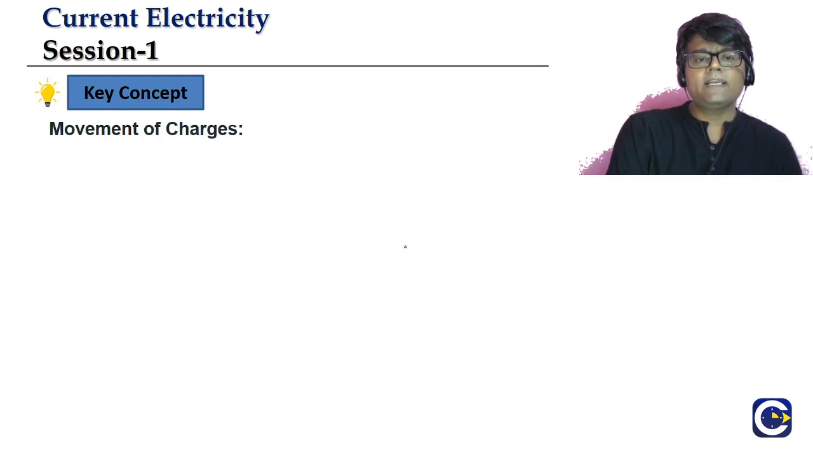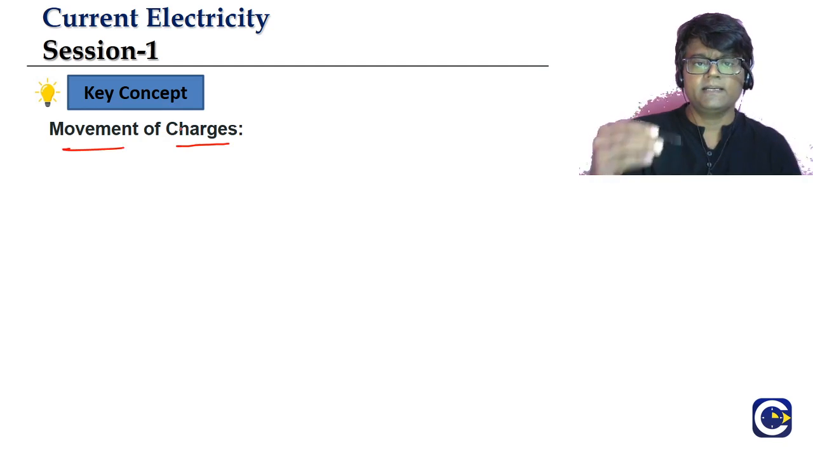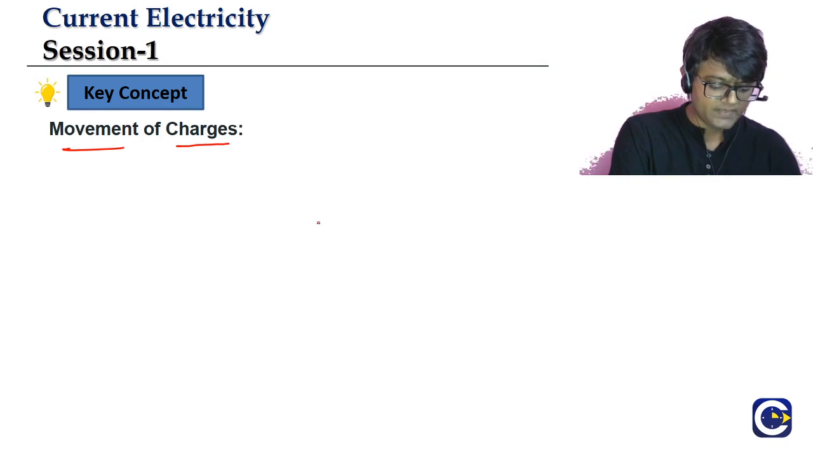First, let's look at the concept of how the charges are going to be moving, because in the entire current electricity chapter we are going to be talking about the movement of charges, and we'll link the movement of charge to the definition of electric current.